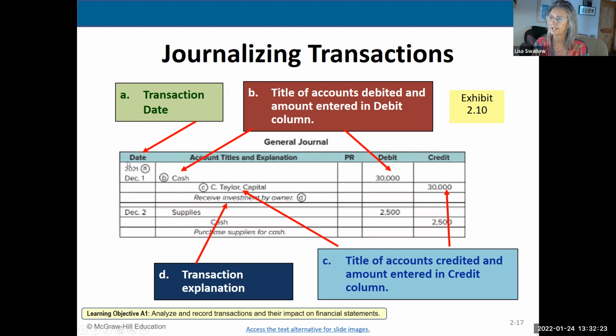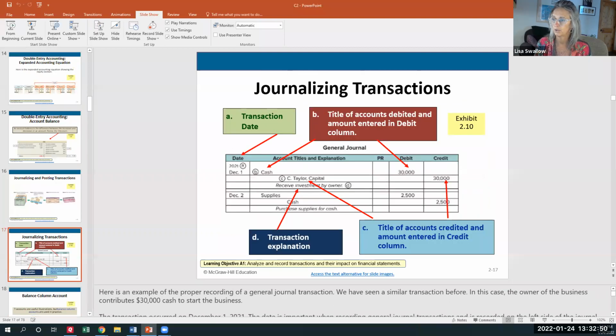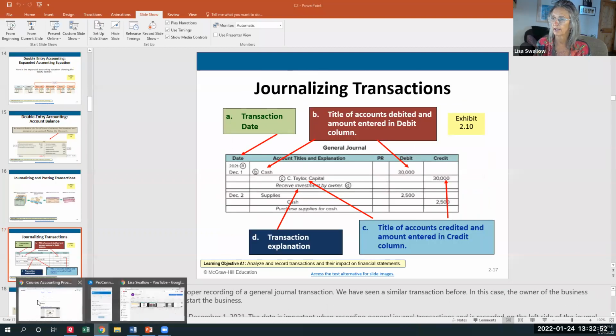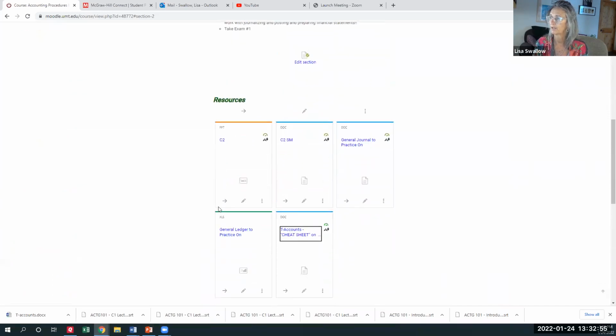The date of the transaction, the title of the account you're debiting and crediting goes in here. And remember, debits always have to equal credits. That's how you keep your accounting equation in balance. So the title of the accounts debited and credited, and then you can just jot down a little explanation under there if you'd like.